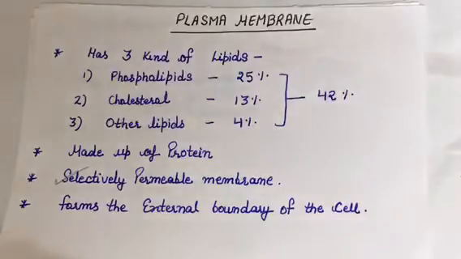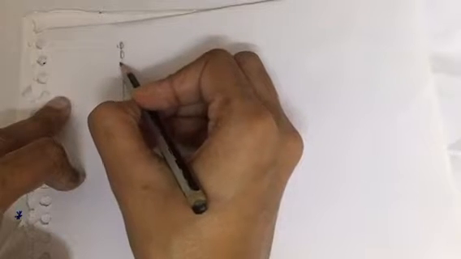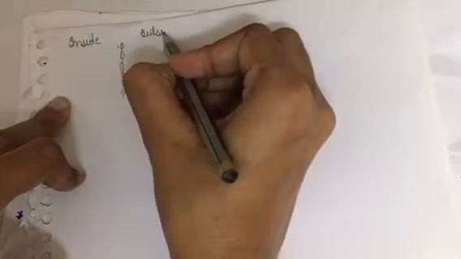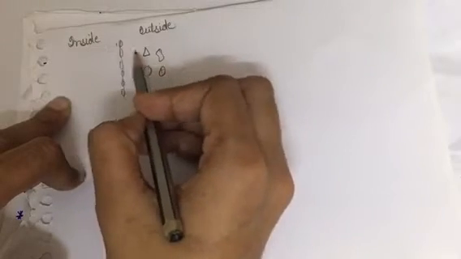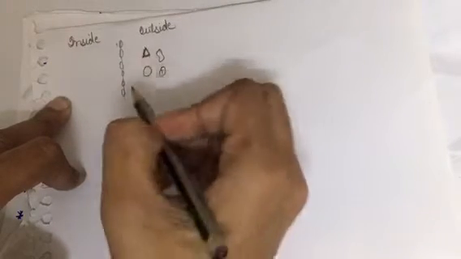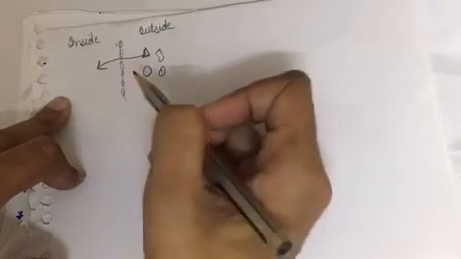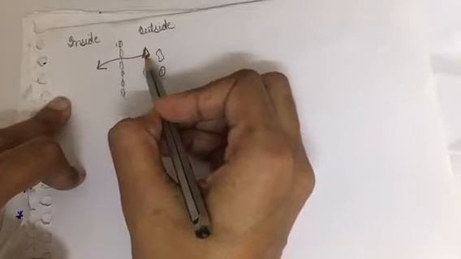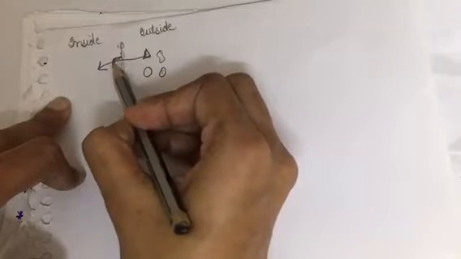What does it mean? Selectively permeable. Suppose this is the structure of a membrane. The membrane has small pores in it, and this is the inside and this is the outside of the cell. Suppose there are some molecules of this shape. If the cell requires this molecule, it will simply go inside the cell if it is of the size of the pore. But if it is bigger in size, then it will go by the process of endocytosis.